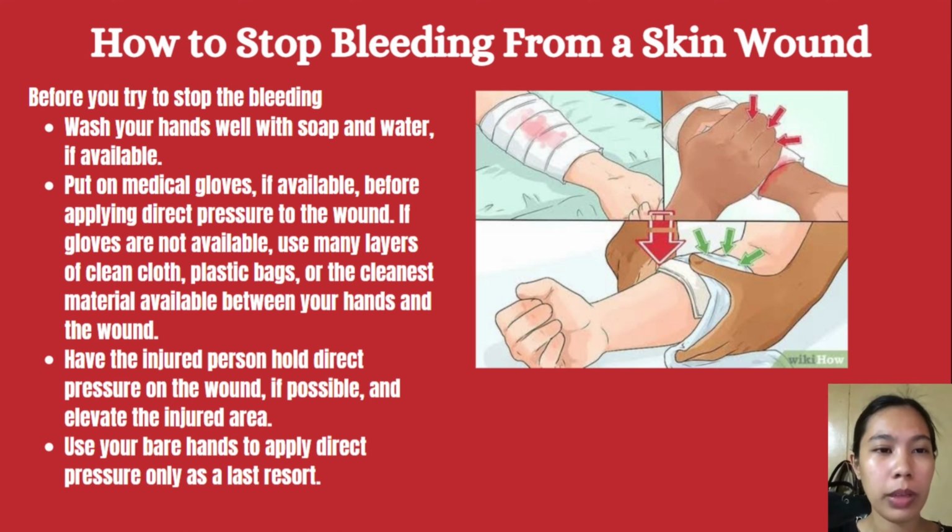Before you try to stop bleeding, wash your hands well with soap and water if available. Put on medical gloves if available before applying direct pressure to the wound. If gloves are not available, use many layers of clean cloth, plastic bags, or the cleanest material available between your hand and the wound. Have the injured person hold direct pressure on the wound if possible and elevate the injured area. Use your bare hands to apply direct pressure only as a last resort.